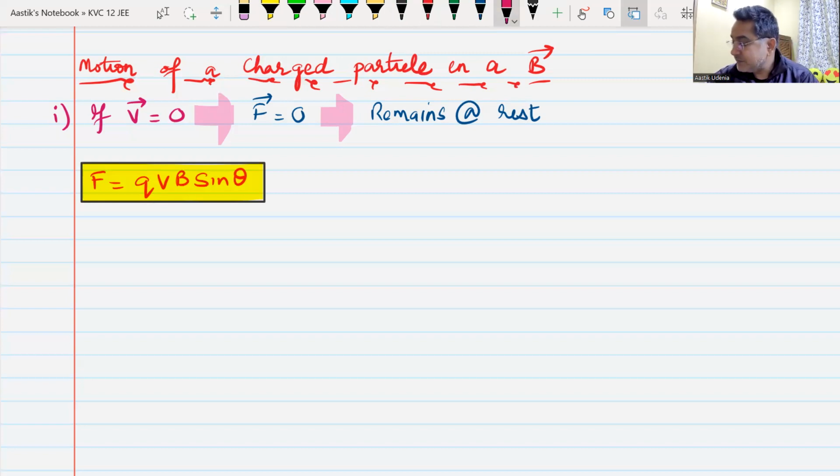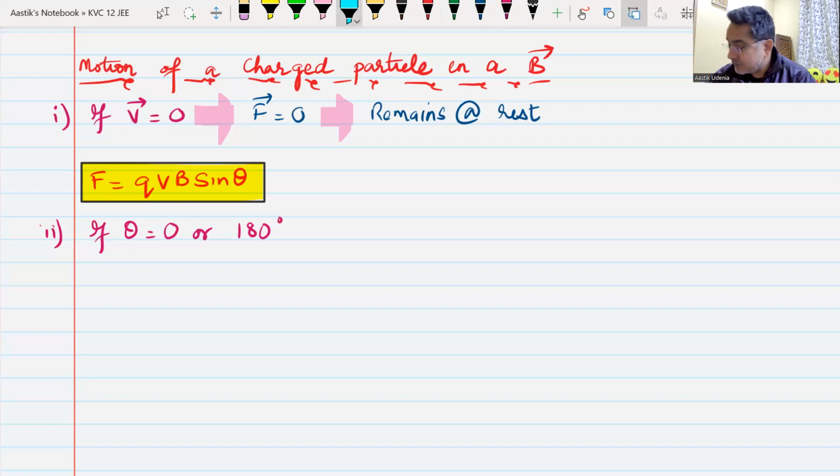No one understands this? Okay, it depends on the value of theta. If theta is 0 or 180 degrees, what happens then? F is equal to 0, sir. F is equal to 0. That means the particle will continue its motion.